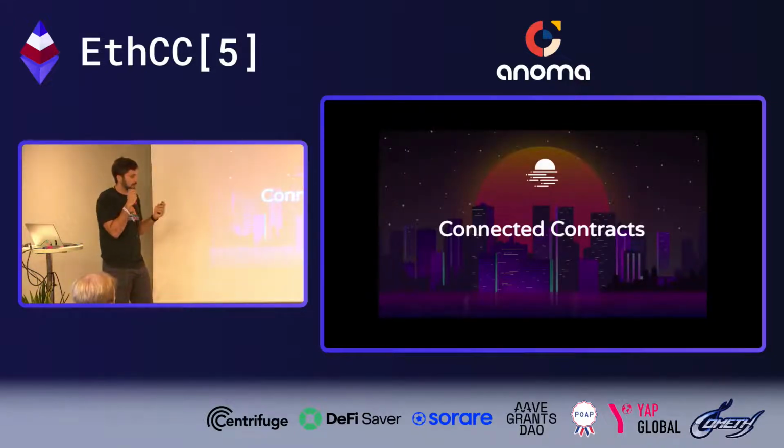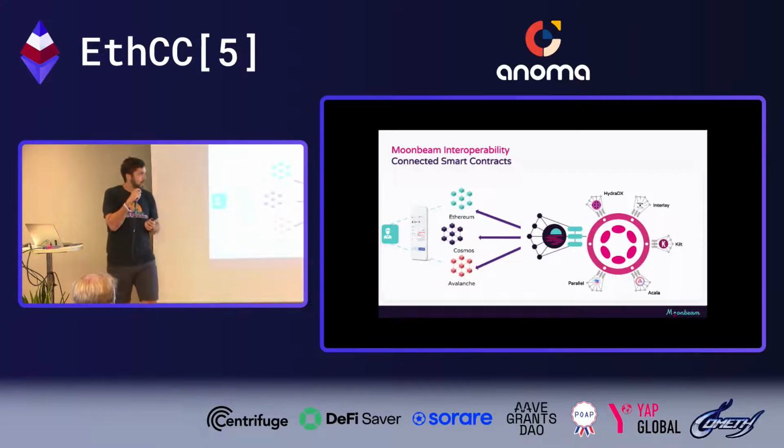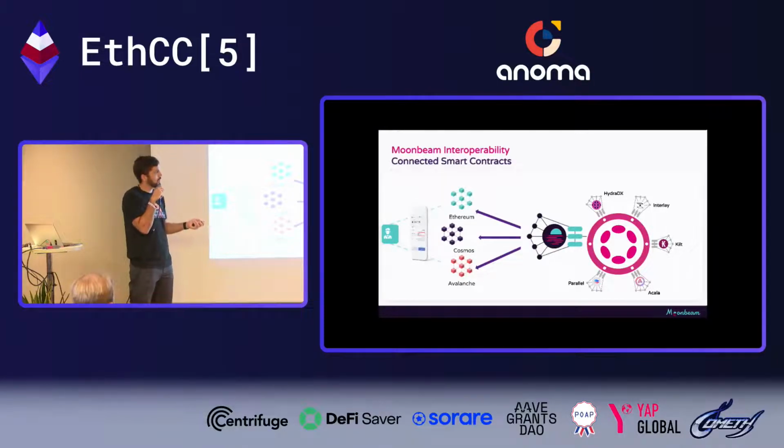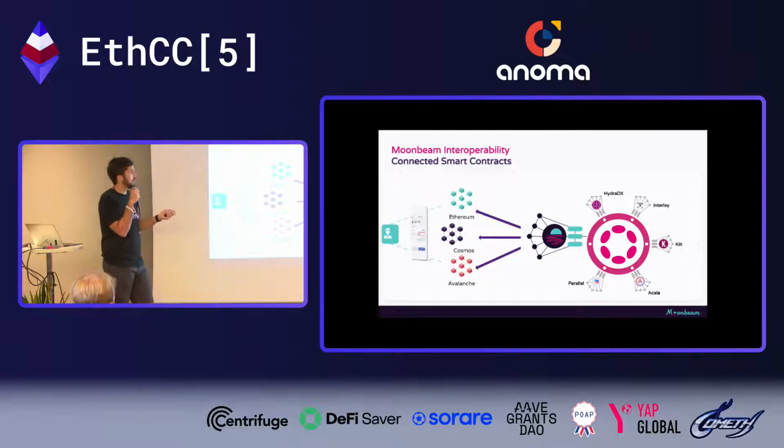And this is the last slide before we go into the main part of the demo: connected contracts. The idea of connected contracts is that we want to make Moonbeam an interoperability hub, right? I think we're positioned in a very nice way so that we can use the specialized chains inside Polkadot to talk with each other. But you can also have GMP protocols like Axelar and Nomad connecting Moonbeam to other chains in the ecosystem like Ethereum, Cosmos, and Avalanche, right?